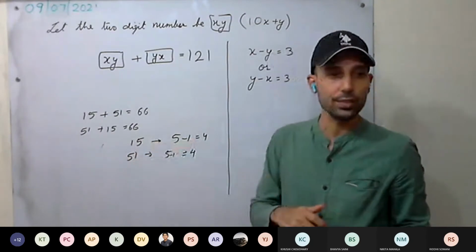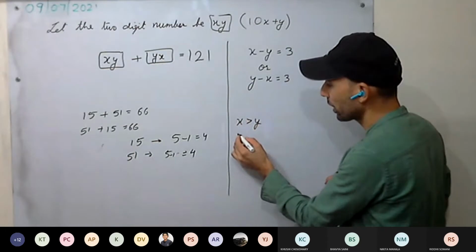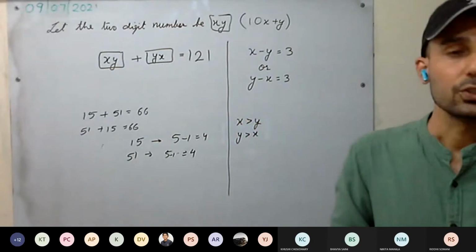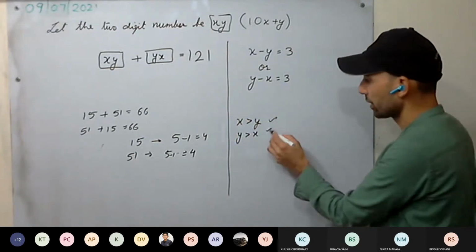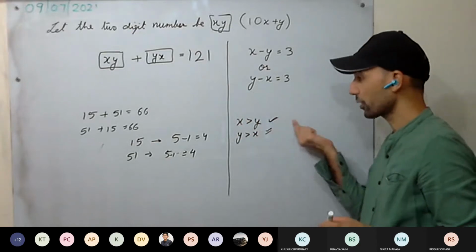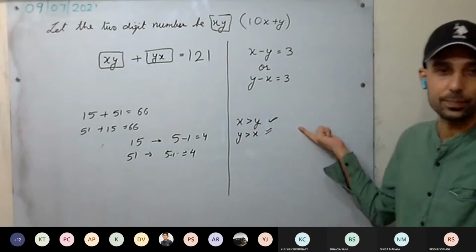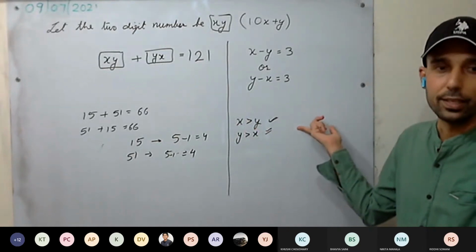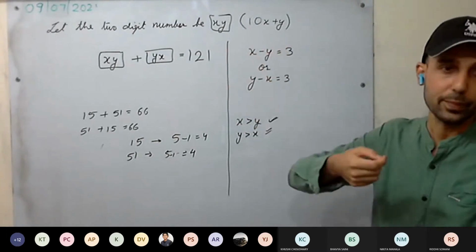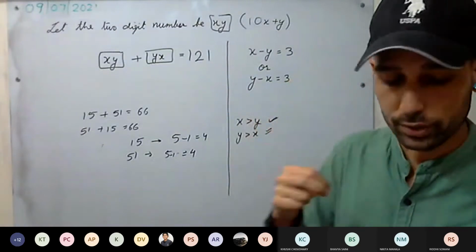So I may have two solutions here. Yes or no? Because I am not able to figure out whether x is greater than y or y is greater than x. Which is greater we can't figure out. So both cases we have to take or not? Both cases we have to take. When x is greater than y, what will be the solution? When y is greater than x, what will be the solution? Yes or no? Have you understood this one? Here we are going to get two solutions. Since we cannot figure out which digit is greater, it means we are having two solutions. Either this or this. Okay.